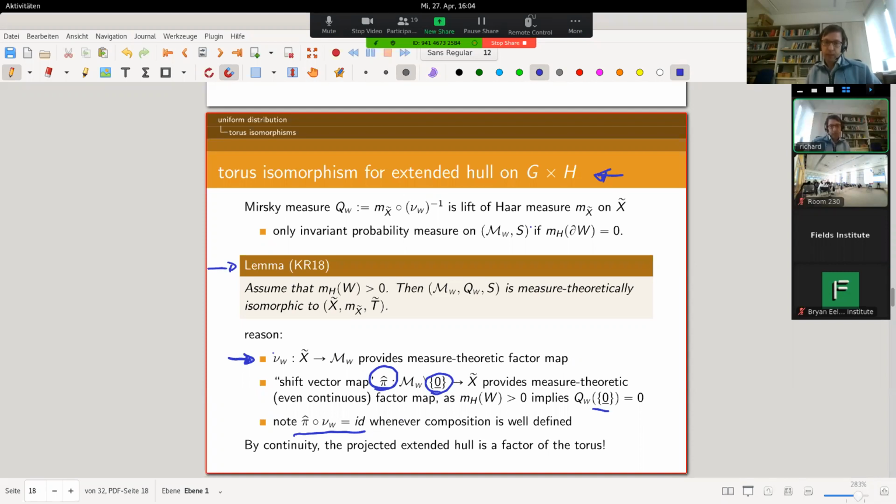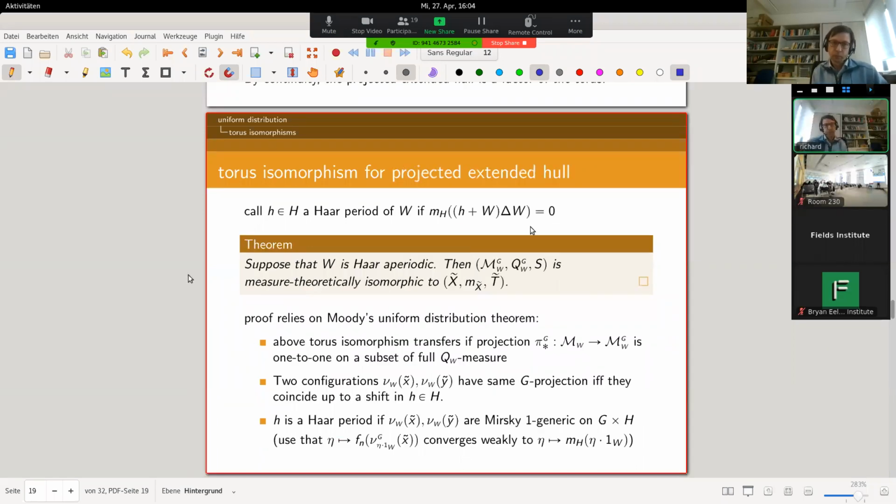And now the point is, you would like, of course, to transfer this result to the projected extended hull on G. And the first answer is this is a continuous map, so it's a factor of the torus, the extended hull, by the previous result. And this, of course, immediately gives you pure point diffractivity, and this is nice. But we would like to have, or we believe that we should have, isomorphisms here. So how does this work? So this next statement here.